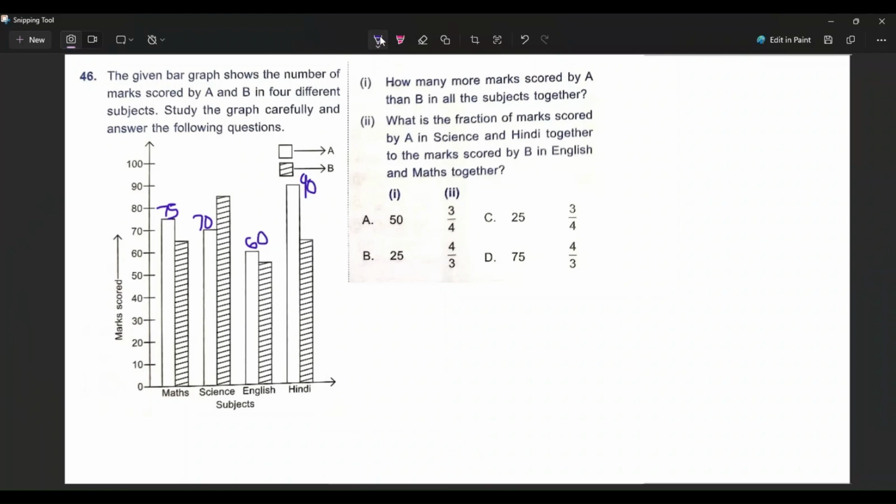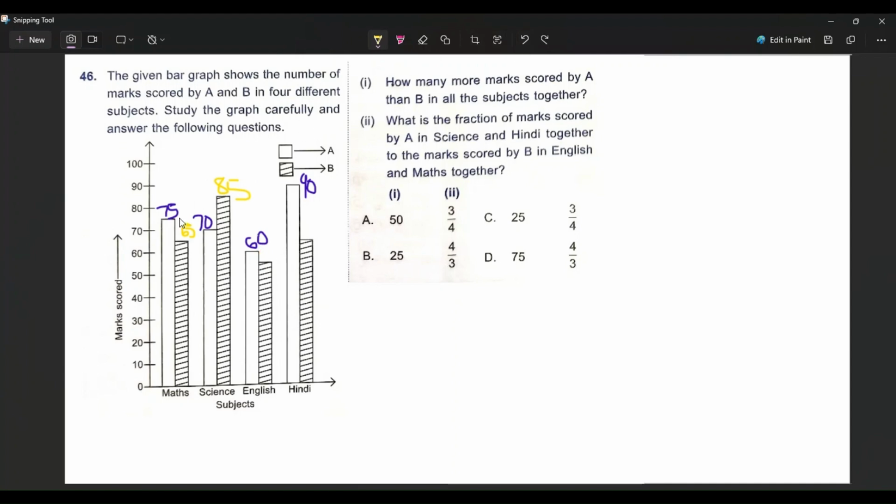Now let's quickly mark marks scored by B. B in math 65. B in science 85. B in English 60.